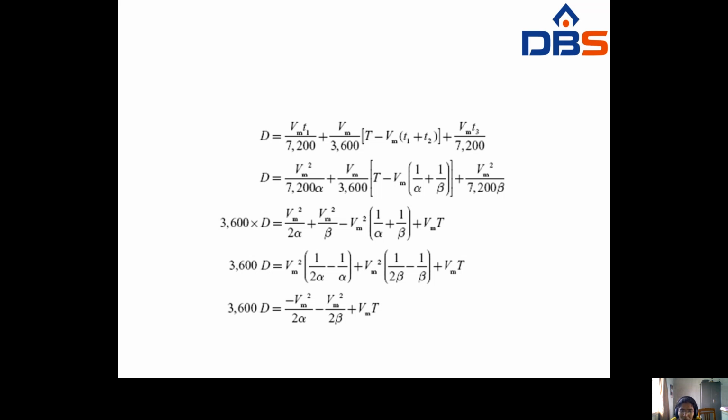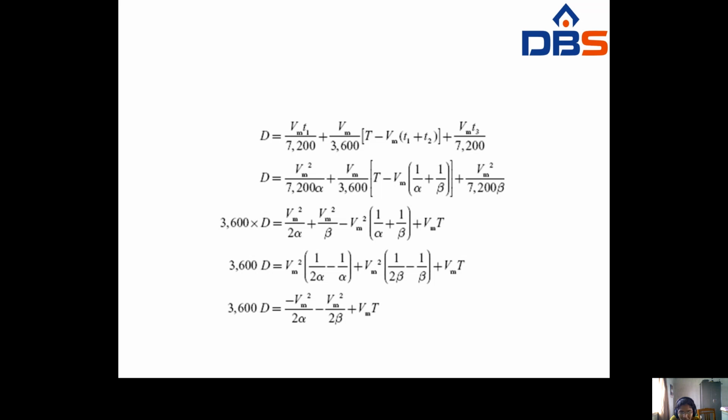So here plus Vm by 3600 into T minus half. So here T1 is nothing but Vm by alpha. Previously, in the trapezoidal speed time curve, you have to write T1 is nothing but Vm by alpha plus T3. This is also a mistake: it should be T1 plus T3. Here in the place of T2 you have to write capital T minus of T1 plus T3. T3 is nothing but Vm by beta.